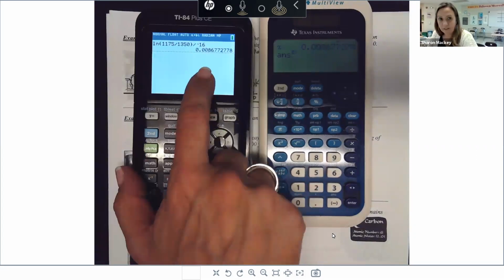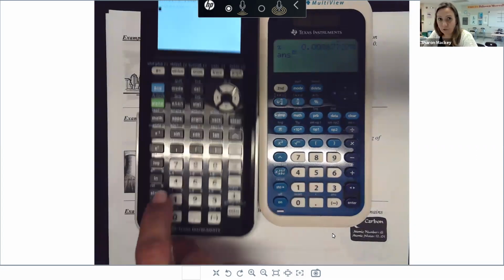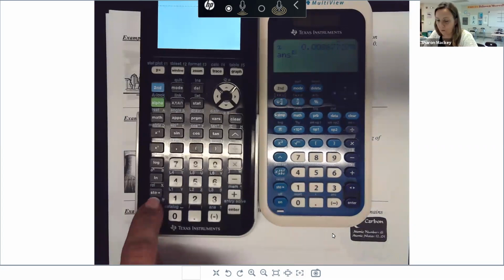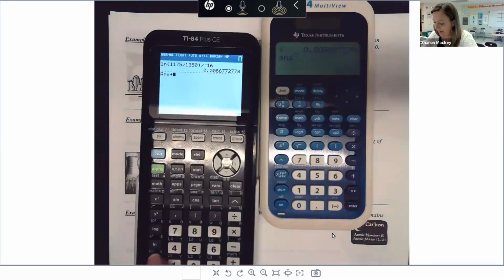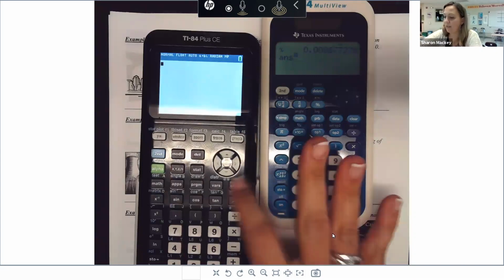What you would do here is, again, you would go down to the store key that's next to the number 1, and so I would hit store and then the X key, press enter, and then it's in the graphing calculator as well. So that means that now if you press the X key on the home screen, it's going to give that to you. So that's the way I'd like you to do that.